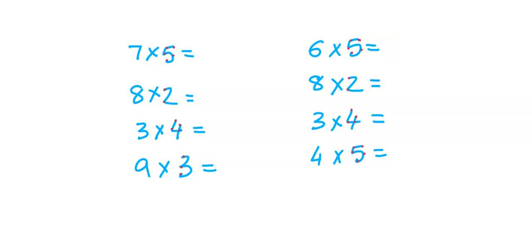We are going to multiply. So we are doing 7 times 5. So we will skip count the table of 7. So tell the numbers. 7, 14, 21, 28, 35. So our answer is 35. 7 times 5 equals 35.